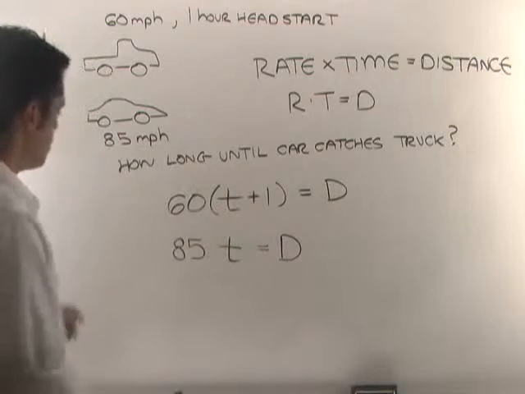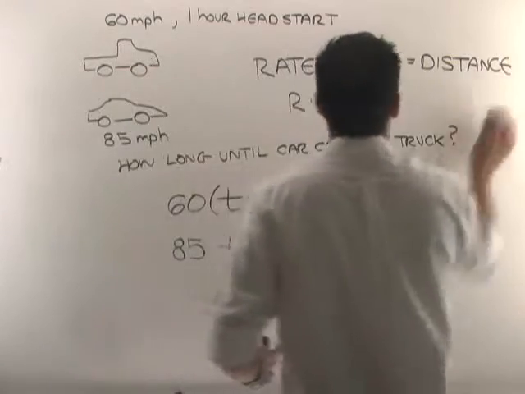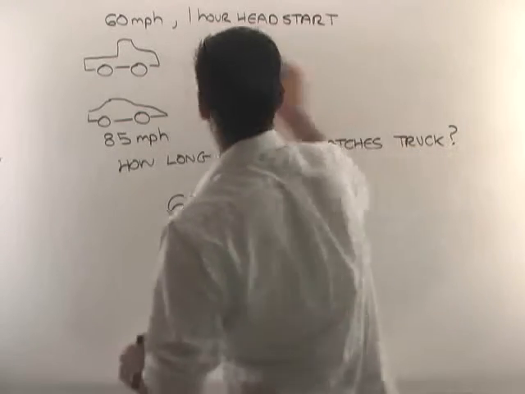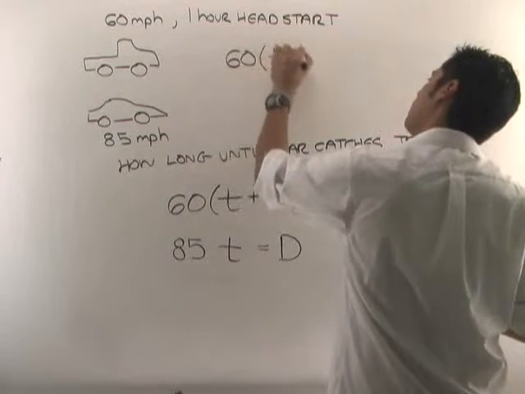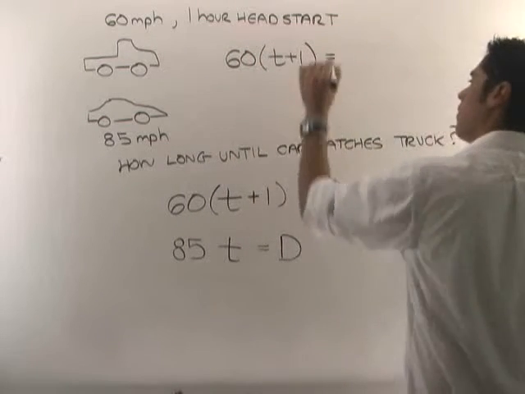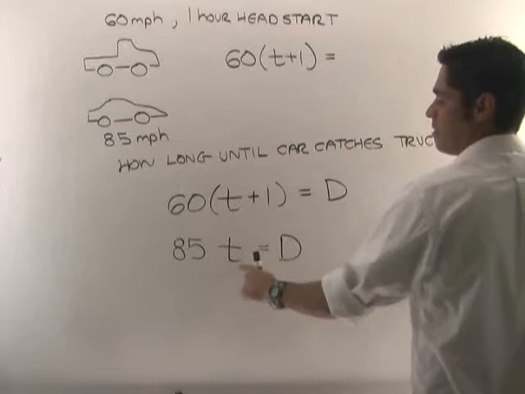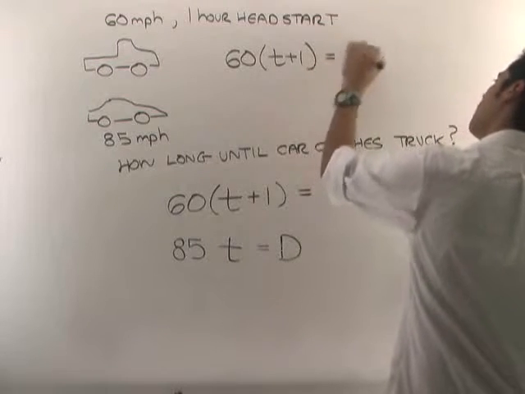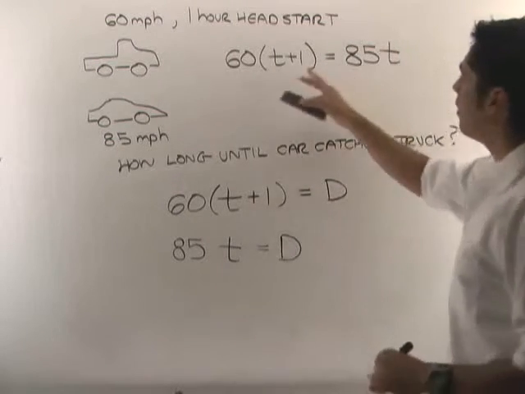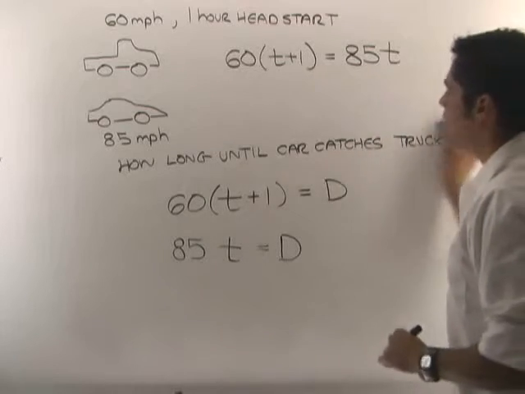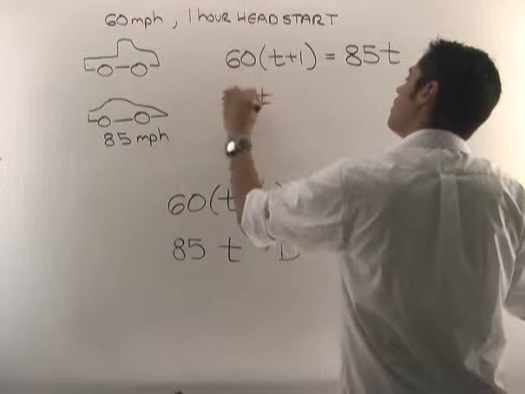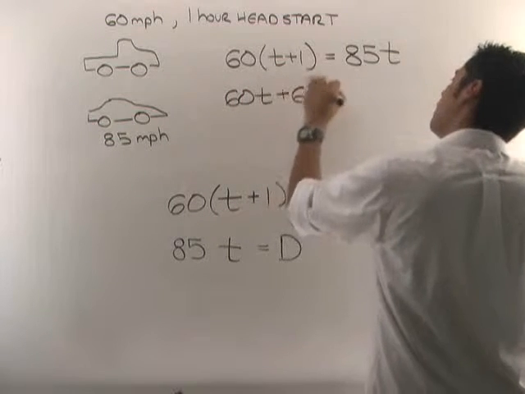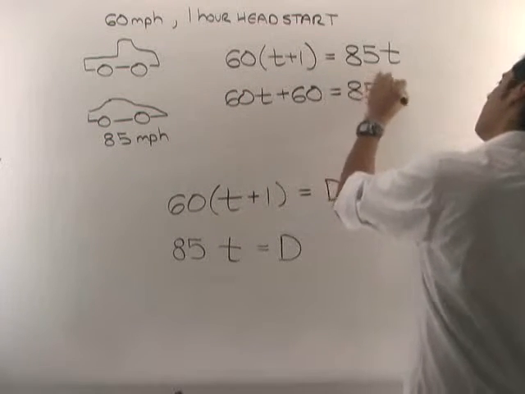So from here what we can do is write, and I'm going to erase some stuff up here, that 60 times (T plus 1) must equal the distance, but that distance is also 85T. And now we have a linear equation, one variable. So all we need to do now is solve for T. So we distribute our 60 through here: 60T plus 60 equals 85T.